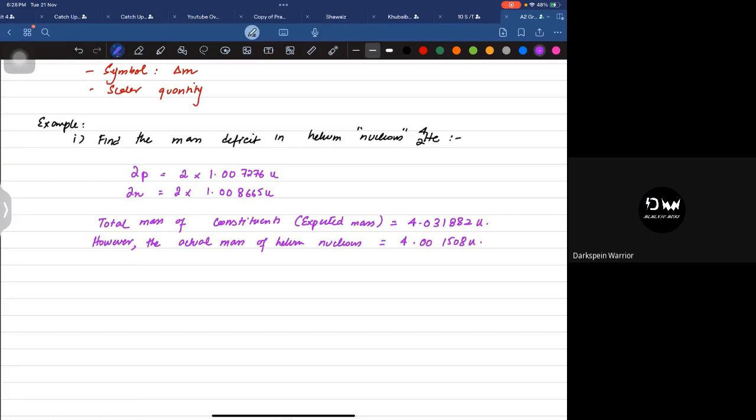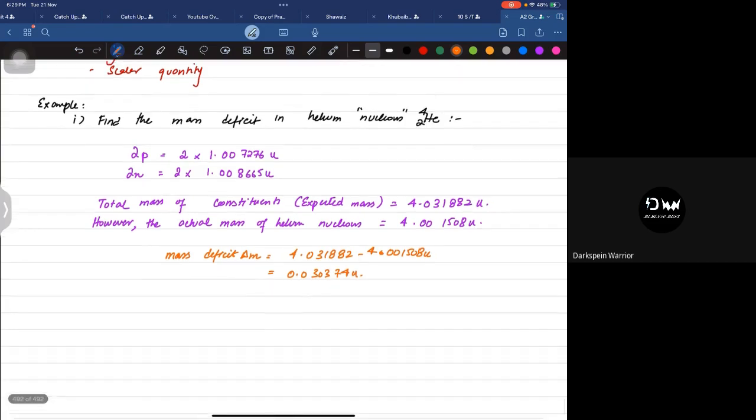And that gives us the mass deficit. So the mass deficit delta M now, you're going to subtract the actual mass from the expected mass. And this is about 0.030374 U. Once you have that, then you can easily change it to the energy that was released in this formation.